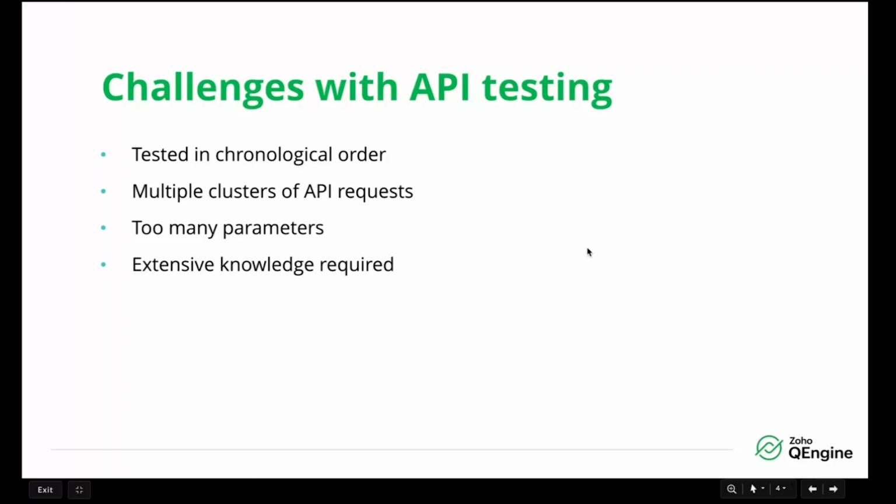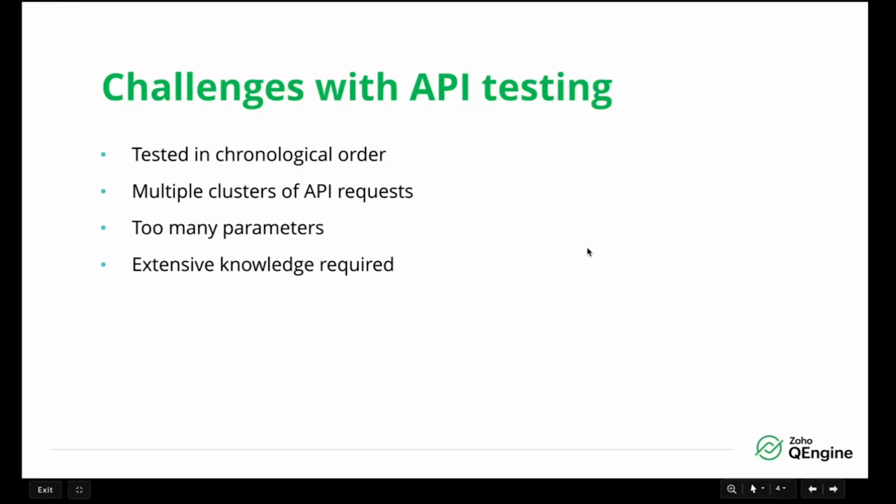So each of these API requests are mostly clustered based on the functionality they are associated with. And these particular clusters have to be run simultaneously or one after the other based on the business requirement. So it is very difficult to just do it like that. They have to plan it perfectly before making these API calls.